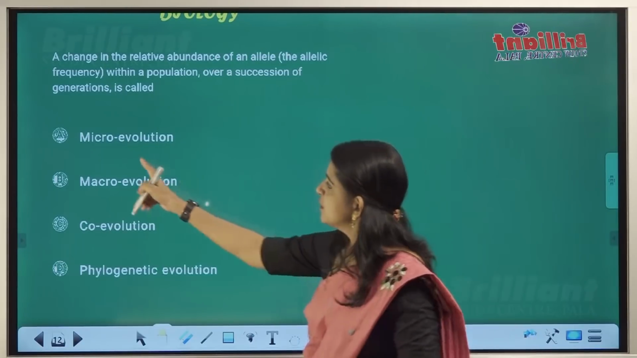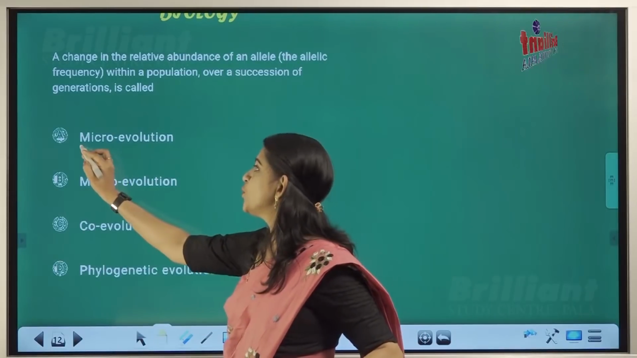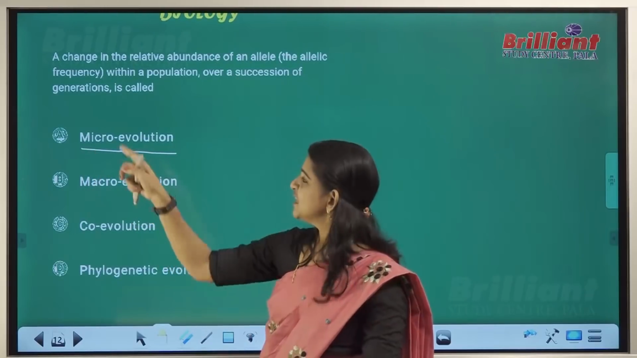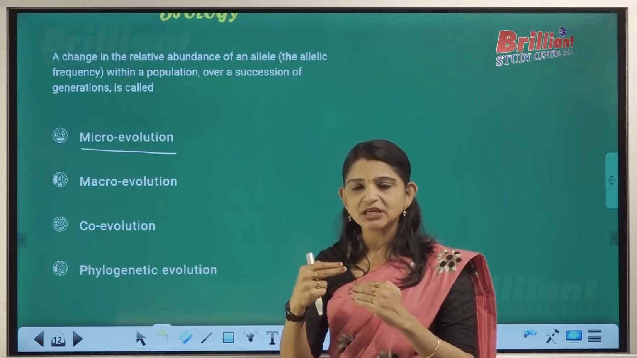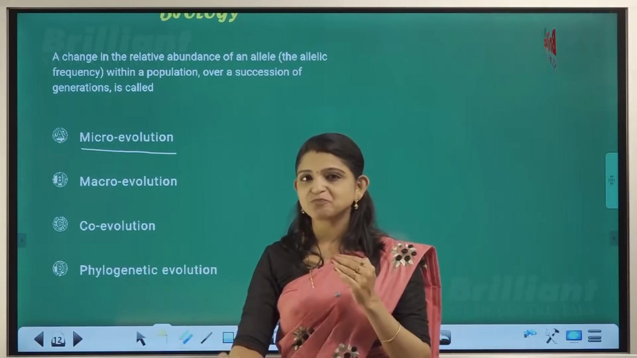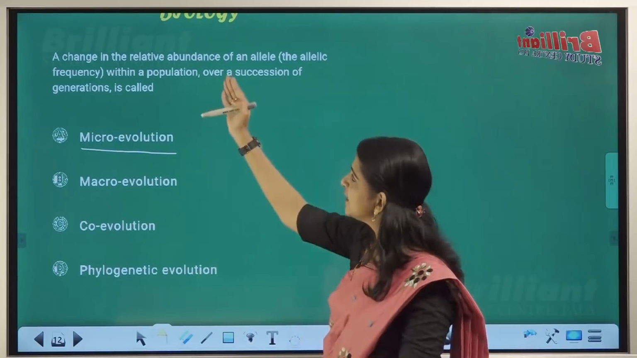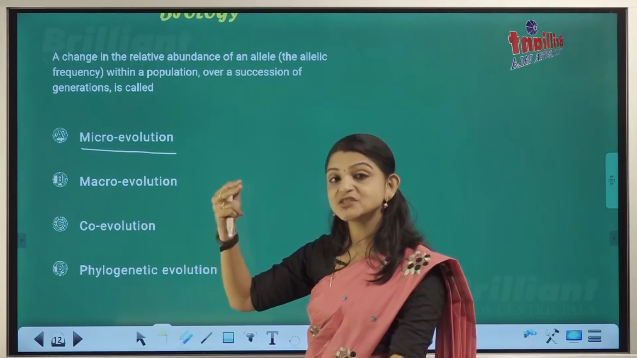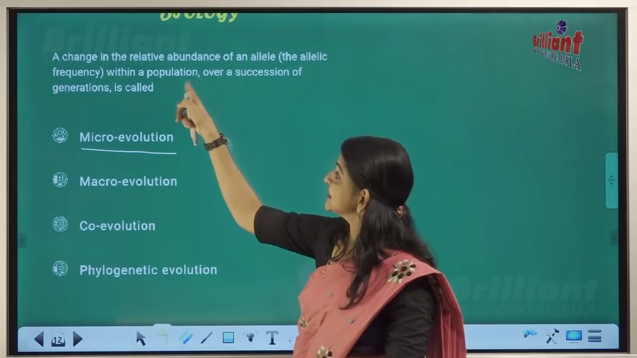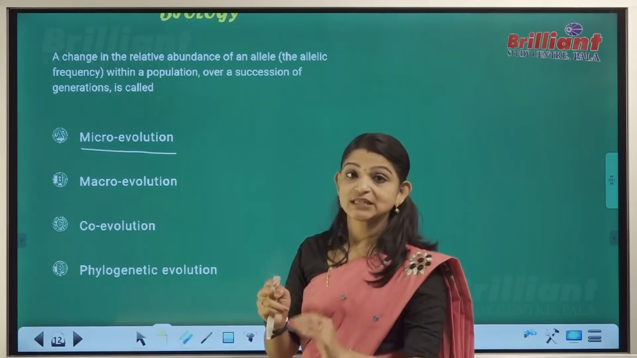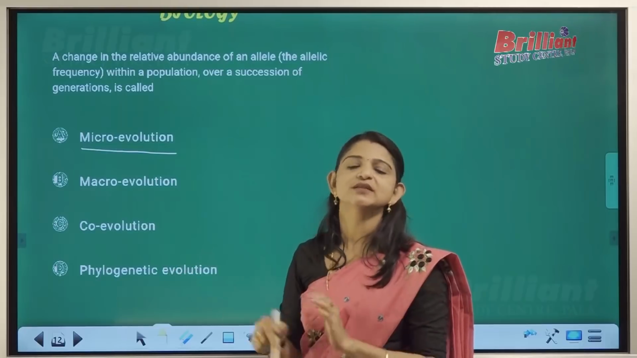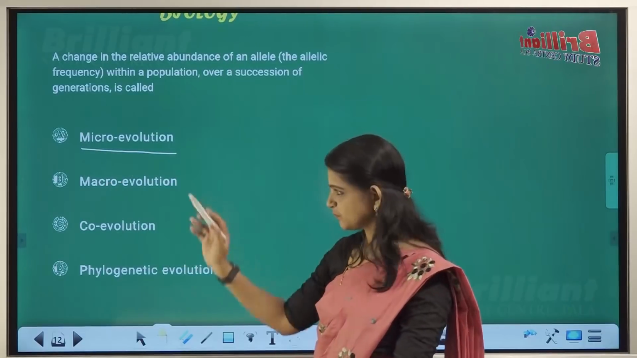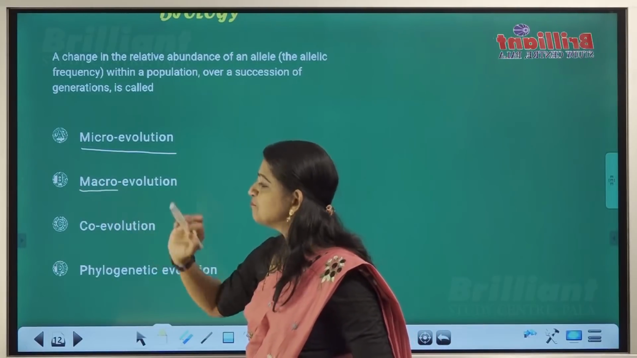Now look into the options. First option is micro evolution. From the word itself you can understand that micro means small. So as it happens at an elementary level and does not reach the species level, we can confirm that allelic frequency changes over a succession of generations are called micro evolution. That means it won't give a great or larger difference. It will produce a small change. That is called micro evolution. Look into the next option, macro evolution.